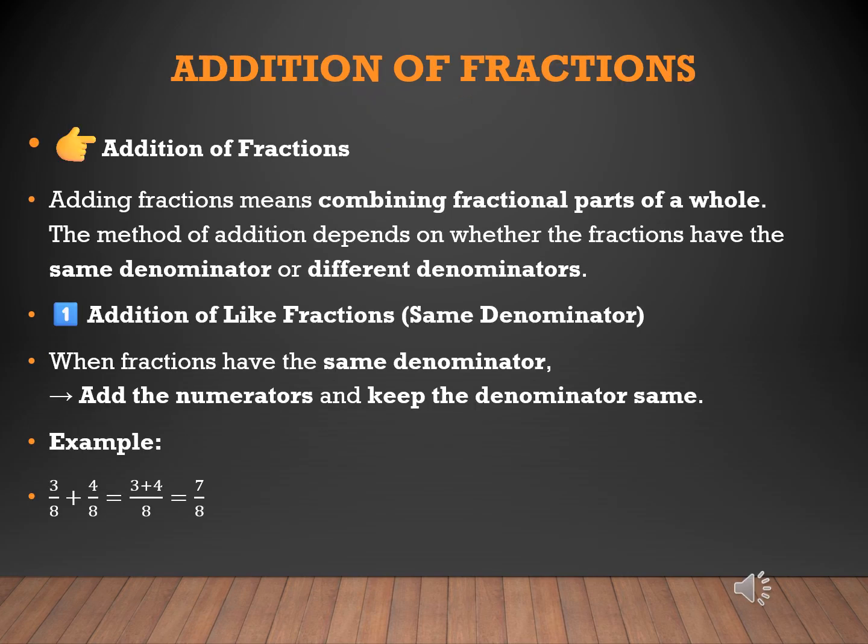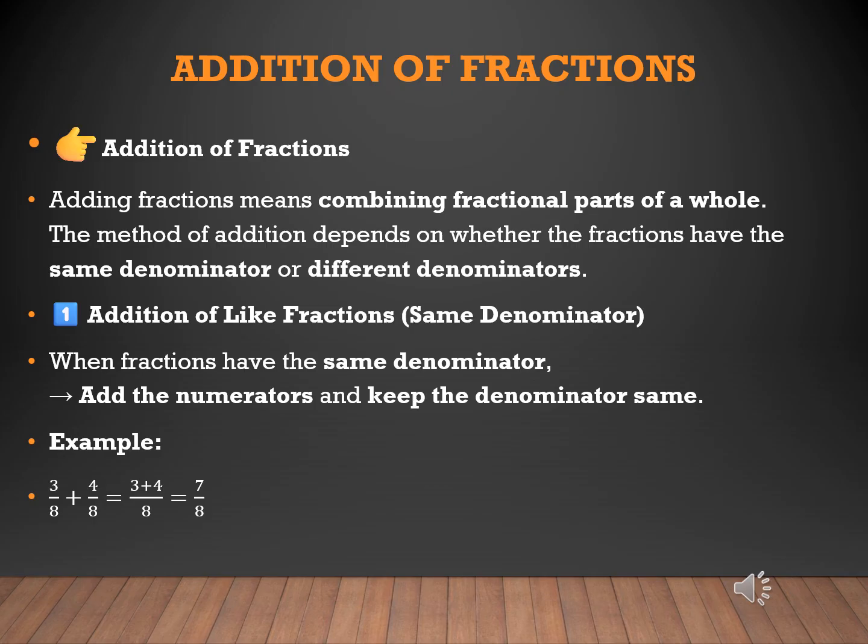Addition of fractions. Adding fractions means combining fractional parts of a whole. The method of addition depends on whether the fractions have the same denominator or different denominators. Addition of like fractions, when the denominators are same. Add the numerators and keep the denominator same. So here 3 by 8 plus 4 by 8 is equal to 3 plus 4 upon 8, that is 7 upon 8.